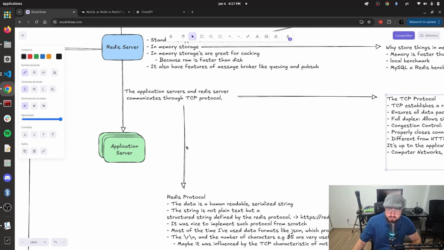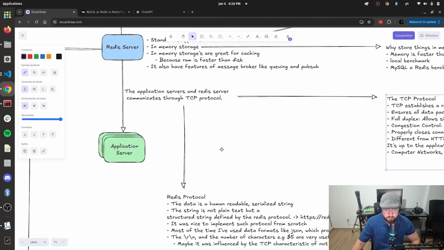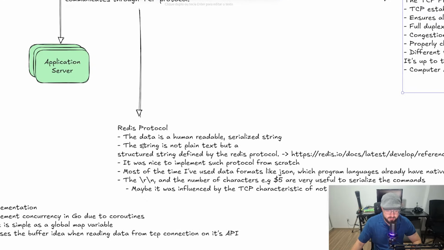But we have seen some limitations of the TCP protocol, and that's why Redis has the Redis protocol. It's a protocol on top of TCP that will organize how this information will be exchanged between the client and the services. In the Redis protocol, the data is human readable. It's basically a serialized string. The string is not a plain text, but a structured string defined by the Redis protocol that we'll take a look in a second.